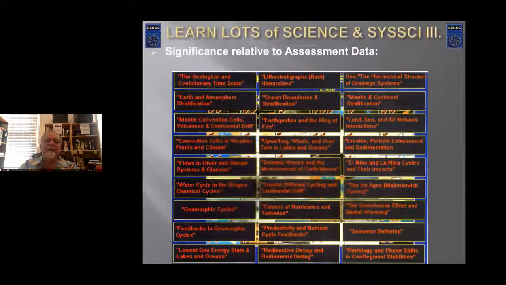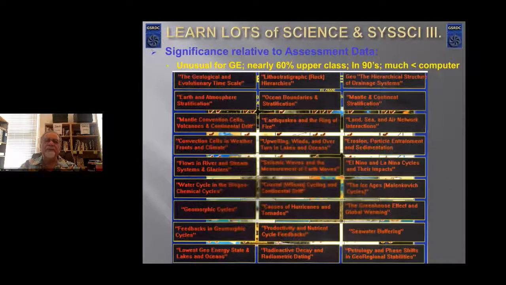Okay, this is relative to the assessment data. It's unusual for GE. Nearly 60% of the students were upper class. In the 90s, that might be much less. But let's just look at, in this case, boundaries.